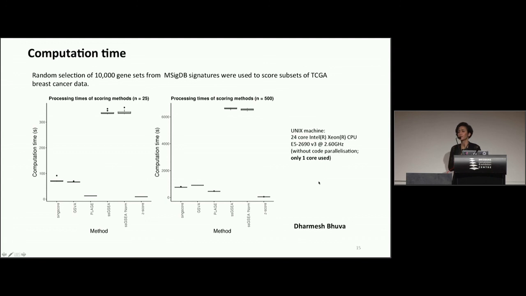In some cases, we want to score the same sample against many gene sets, and that's why the computation time matters. We randomly selected 10,000 gene sets from MSigDB, and we also subsampled the TCGA breast cancer data to have a small set of 25 samples and a large set of 500 samples. And you can see that the computation time is pretty slow for both ssGSEA methods, and SINGScore is as fast as all the other methods down here.